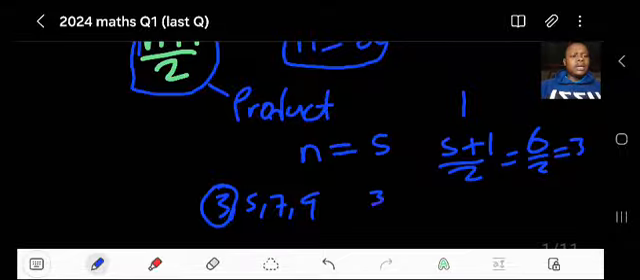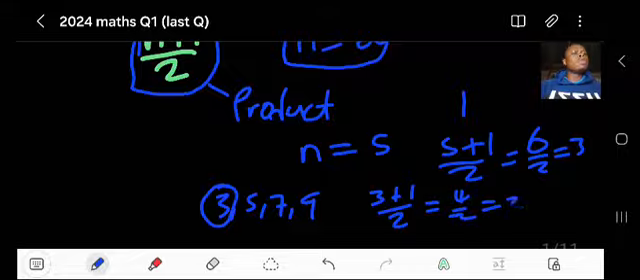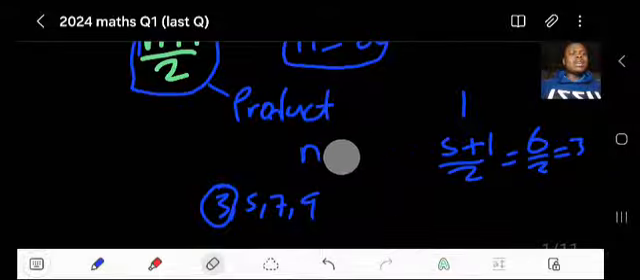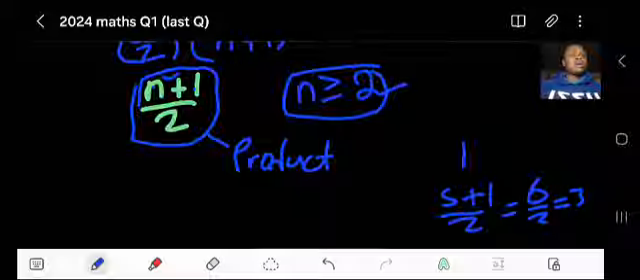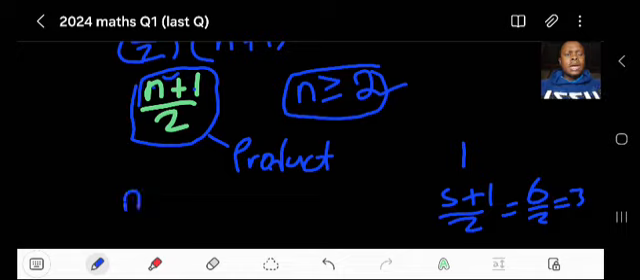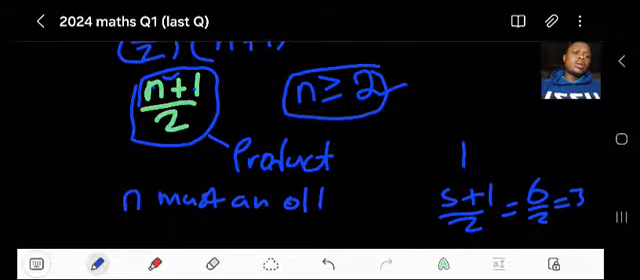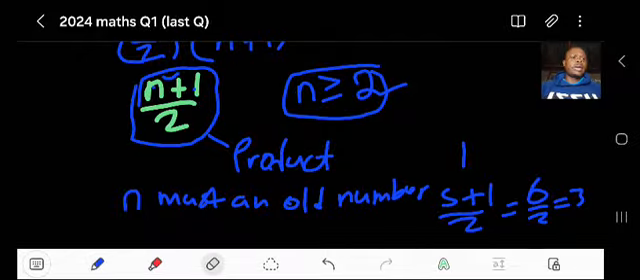If it's 3 plus 1 over 2, we'll have 4 over 2, which is simply 2. So you see what is going on here. That means n must be an odd number. So I can quickly tell an examiner: for us to have an integer, n must be an odd number.